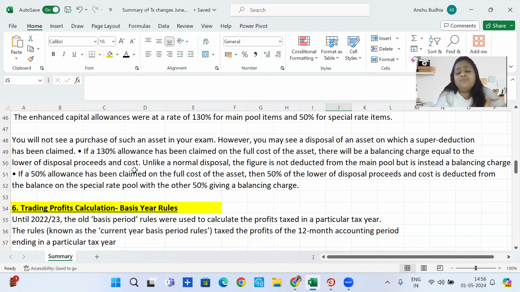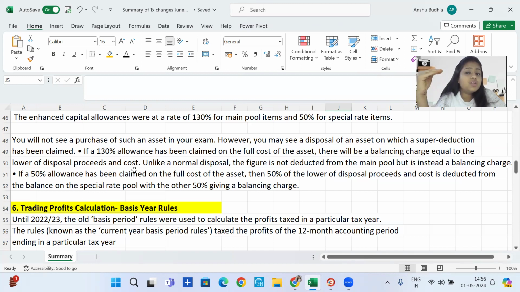Normally also you will say, ma'am, we always do the same thing whenever an asset is disposed of. We always reduce from the main pool or the special rate pool, the lower of disposal proceeds or cost. Exactly, you have to do the same calculation, but the treatment or the presentation is not the same. We are not going to reduce this figure from main pool or special rate pool. Right now, I'm focusing on main pool for the 130% criteria.